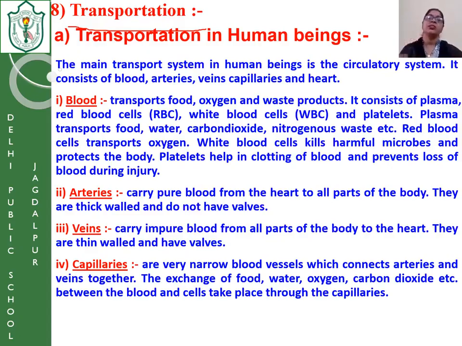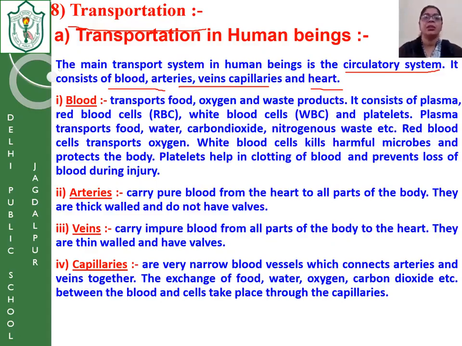So human transportation involves three things. First is blood, second one is heart, third one is blood vessels. These are the main components of the transport system, and the transportation is done by the system that is called the circulatory system. The circulatory system is composed of blood, heart, and blood vessels. These are the three important components of the human circulatory system. You all are aware of these things, but we will do it in detail.